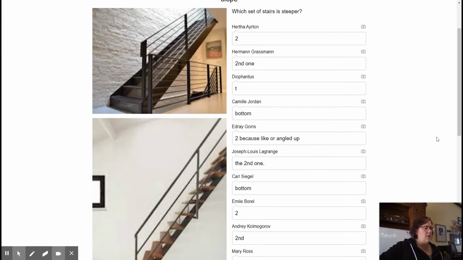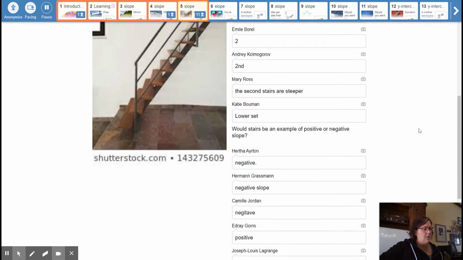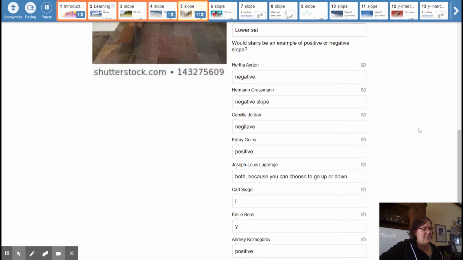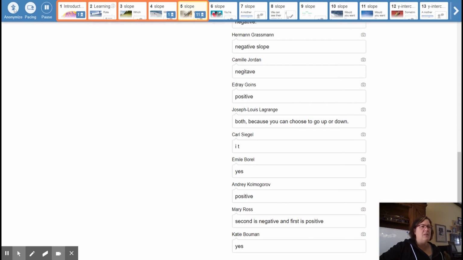Yes, the second one is steeper. I like that description, angled up higher. Ooh, yes, both. You can choose to go up or down. Who is that one? Jacqueline, that's correct.